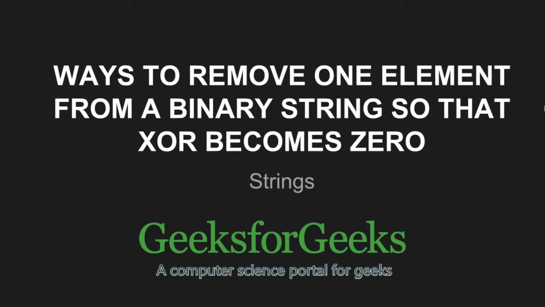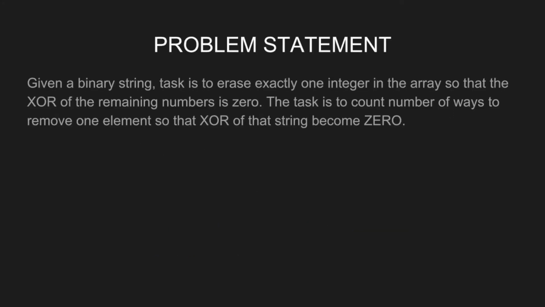This is a video tutorial on ways to remove one element from a binary string so that XOR becomes 0. Let's have a look at the problem statement. Given a binary string, the task is to erase exactly one integer in the array so that the XOR of the remaining numbers is 0. The task is to count the number of ways to remove one element so that the XOR of that string becomes 0.